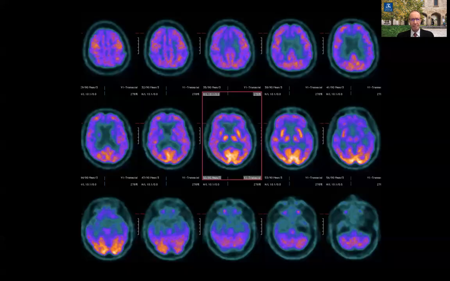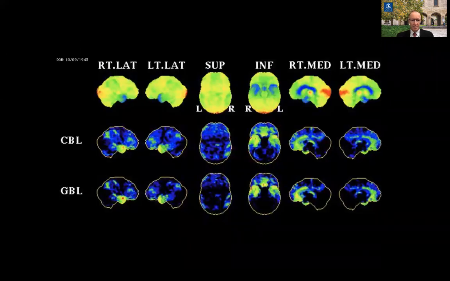FDG PET was done. Here's the FDG PET. I'll give you 20 seconds to look at it. Okay. Here's the Neurostat. Looks a bit similar to an earlier case.